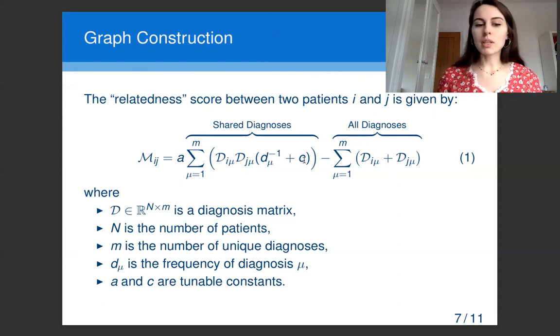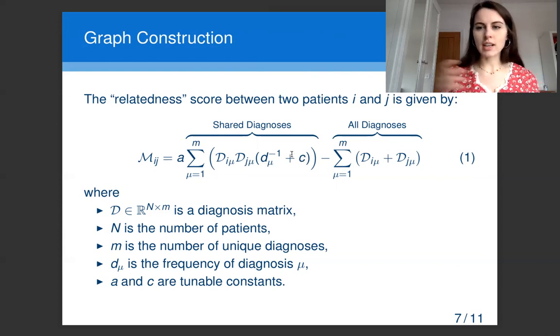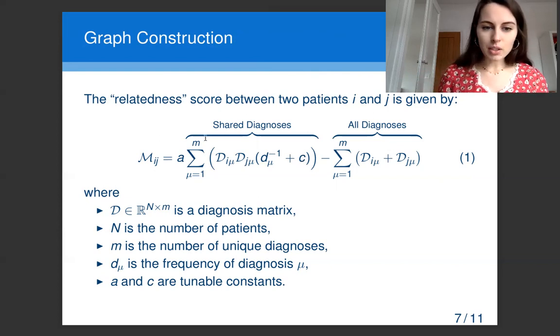So the point of this term is to place more emphasis on sharing rare diagnoses rather than common ones. So d mu is the frequency of diagnosis mu. So the inverse would give us a rareness statistic, and then we add c to ensure that a diagnosis, no matter how common, will always contribute a certain amount to the score. And then we do a summation over all the diagnoses that they might share.